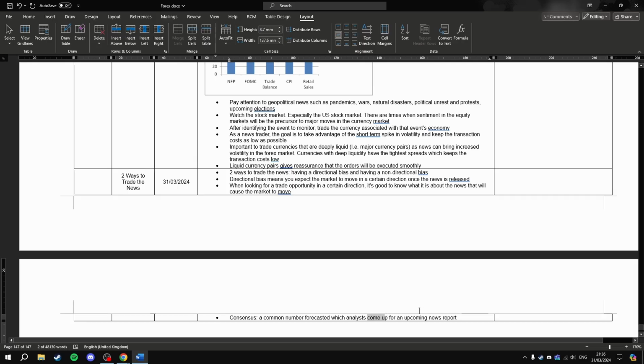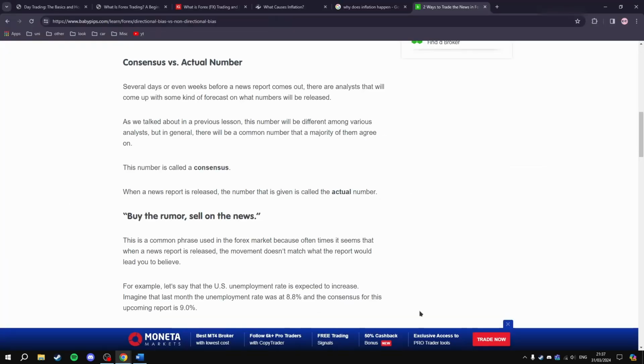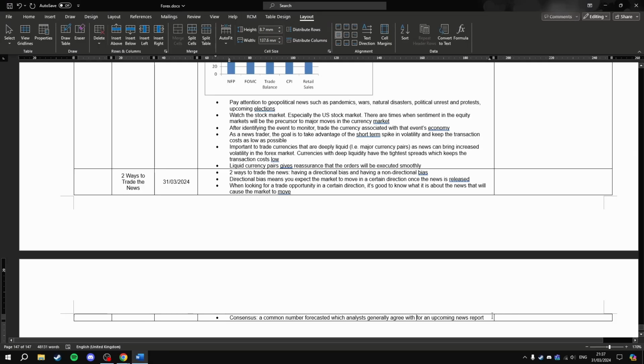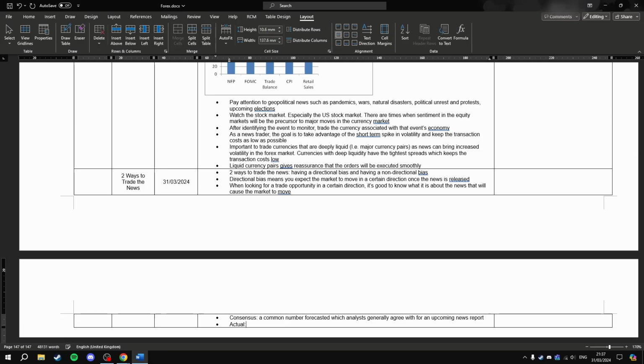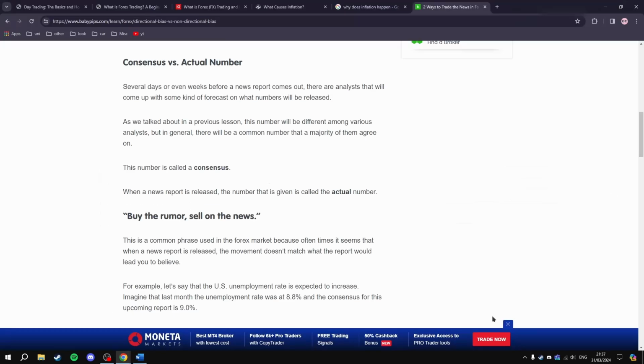A common number forecasted which analysts generally agree with for an upcoming news report. Actual: the number actually reported in the news.